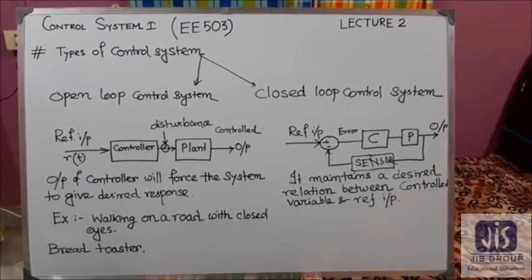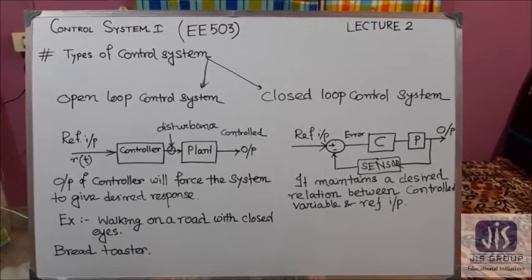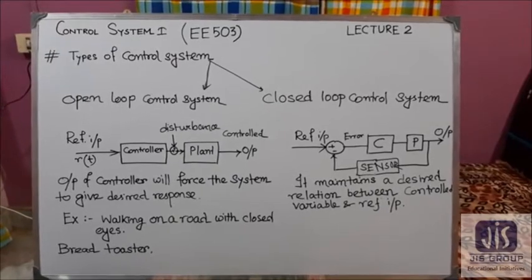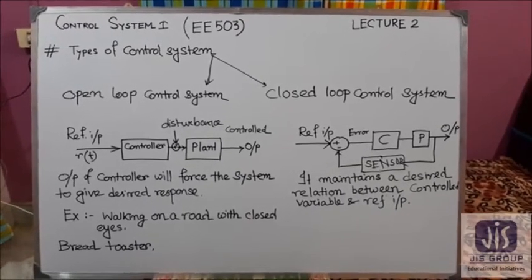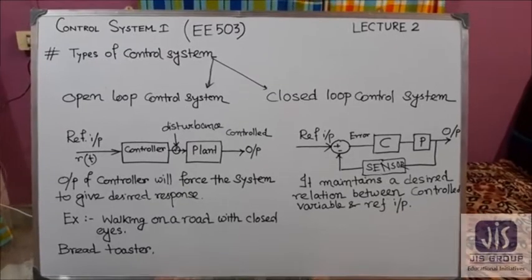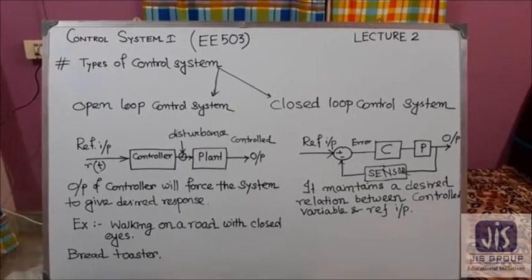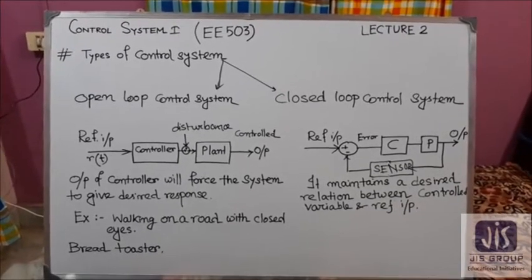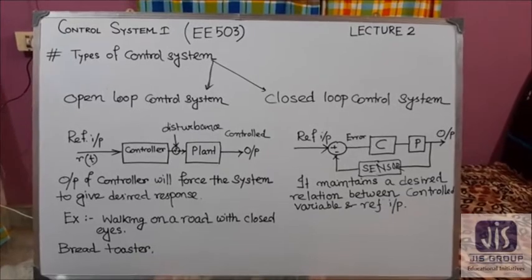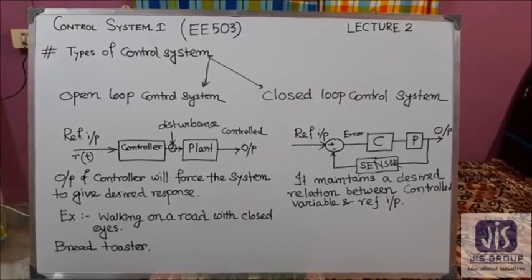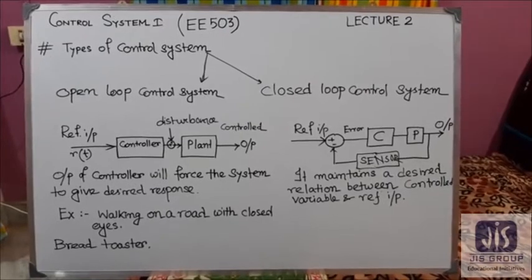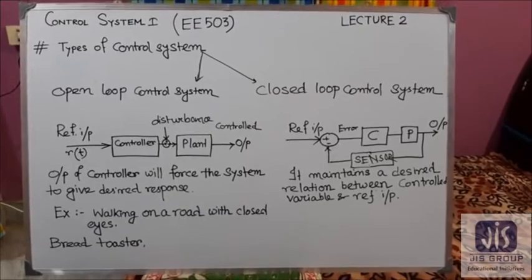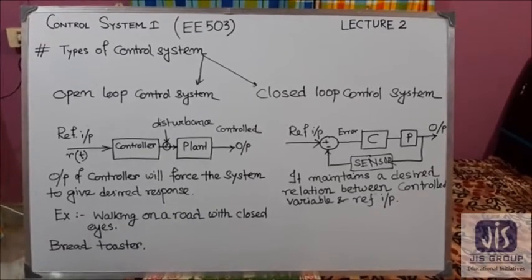Another example is the bread toaster. If we want to toast a bread to a desired color, then the desired color depends on the time set for toasting. The timer knob represents the input quantity and the degree of color of the toasted bread is the output quantity. If the degree of color is not satisfactory for some reason, this condition cannot be changed automatically because no sensor is used.